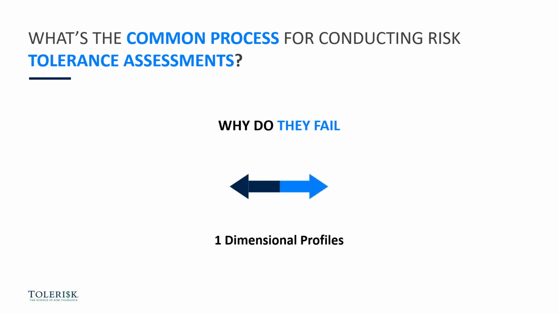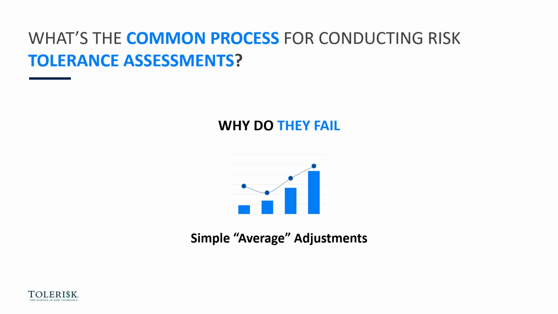What are the failures? What are the weaknesses? Well, we said they're one-dimensional. So you're not able to separate these two distinct dimensions, which is a problem. They really aren't related to each other. They're really independent of each other.